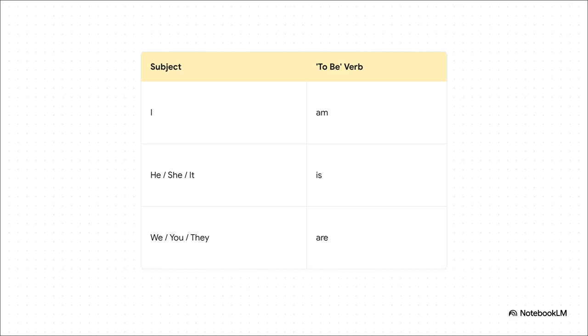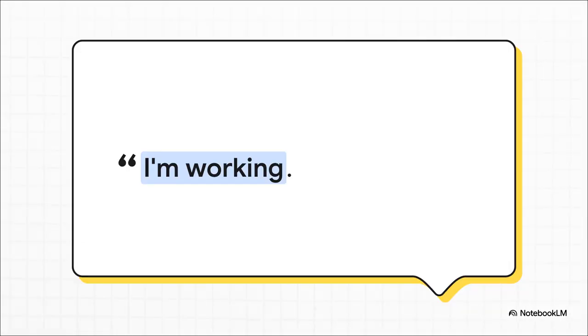I always gets am. If you're talking about just one person or thing, like he, she, or it, you're going to use is. And for any group of people, we, you, or they, it's always are. Let's actually see how this works. So, if you're talking about yourself, you grab am, take the verb work, and add -ing. And boom, you get I'm working. It's that easy. It means it's happening this very moment.